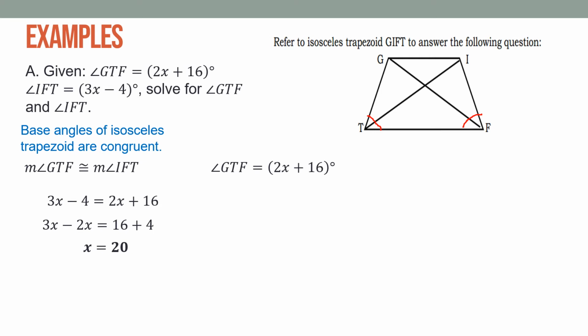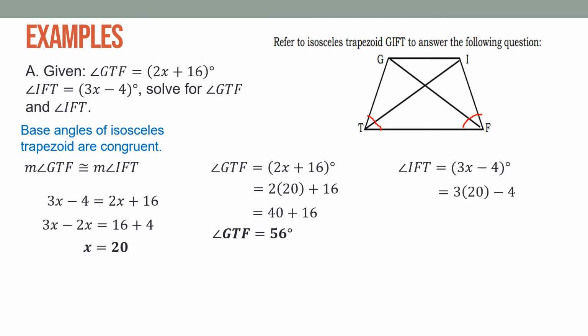Substitute the value of x to get the measure of angle GTF. So (2x + 16) degrees: 2 times 20 plus 16. 2 times 20 is 40, plus 16. Angle GTF is equal to 56 degrees. Angle IFT is equal to (3x - 4) degrees. Substitute the value of x, which is 20. So 3 times 20 minus 4, 60 minus 4. Angle IFT is equal to 56 degrees.